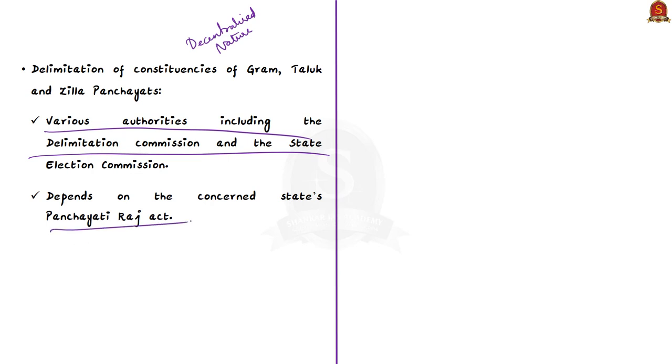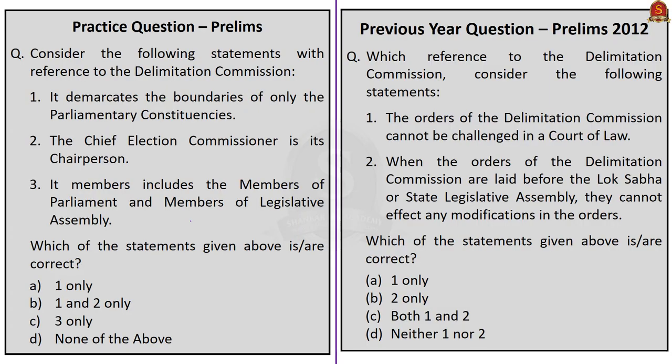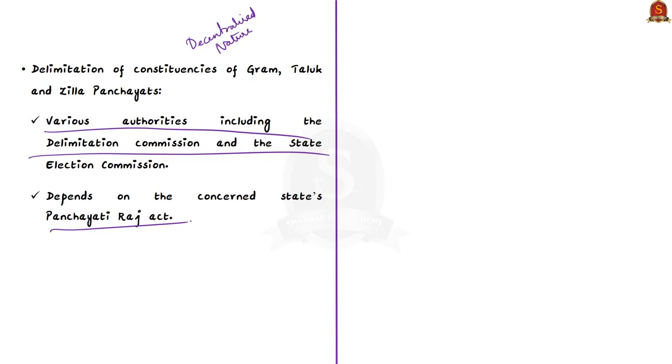For example, if we take Karnataka, it has the Karnataka Panchayat Raj Act 1993. So the role of delimitation of constituencies of Taluk Panchayat and Zilla Panchayat was entrusted to the Karnataka State Election Commission. But now, news is that an amendment has been brought to this Act of Karnataka. And this amendment has established a delimitation committee for delimitation of Zilla and Taluk Panchayat constituencies in the state.